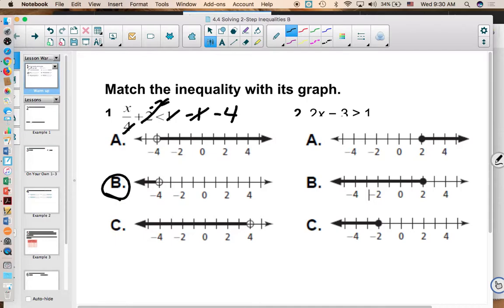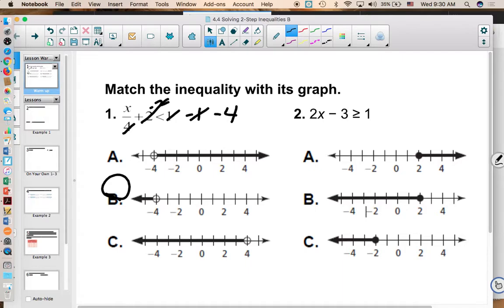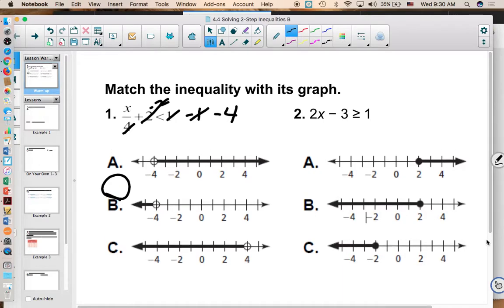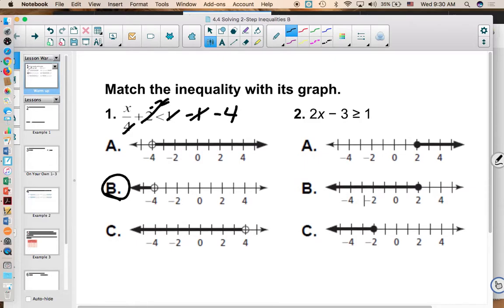We just have to remember, if we multiply or divide by a negative number, we flip the sign. Okay? We've just added another dimension to it, so to speak. So with that being said, do number 2.